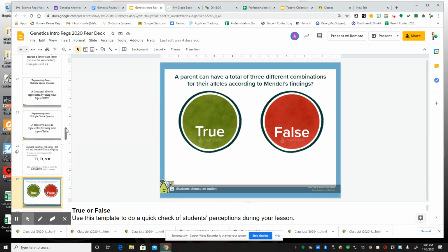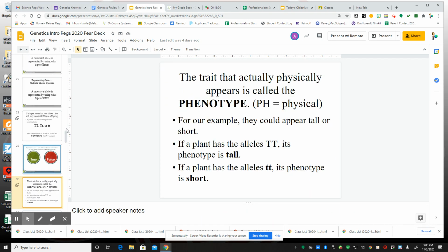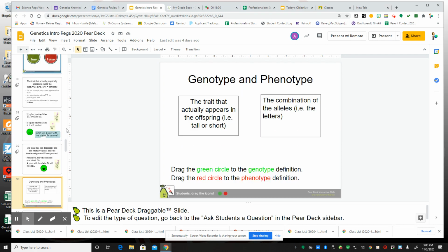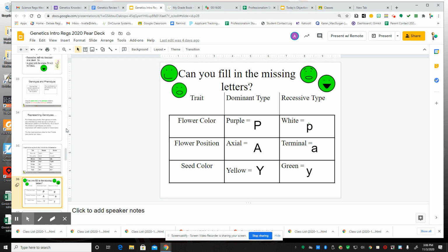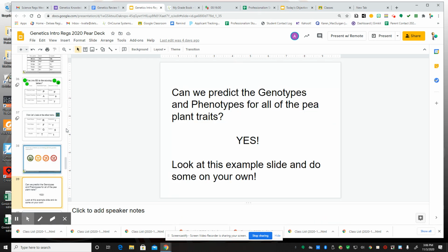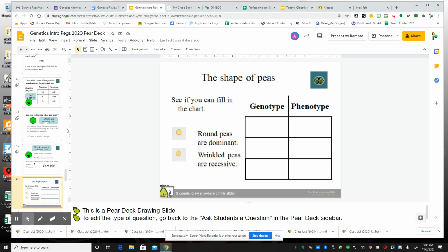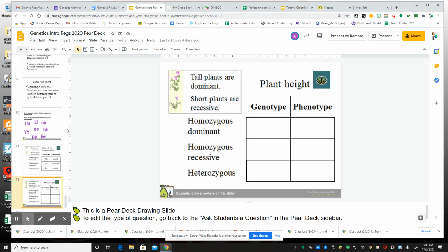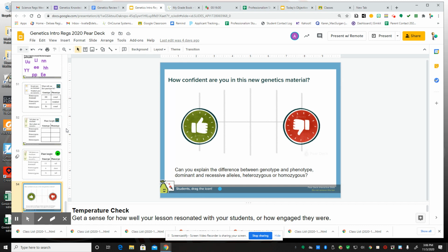We also talked about the words genotype and phenotype, which is also very important in terms of genetics. And then sometimes you hear us refer to them as the H words. The H words are essentially heterozygous and homozygous and what they mean. So you can kind of see them coming up. That's what we talked about in part yesterday and today, going through this introduction on genetics, okay, with a lot of interactive Pear Deck slides. So if you were absent today, please make sure that you do the student paced Pear Deck.